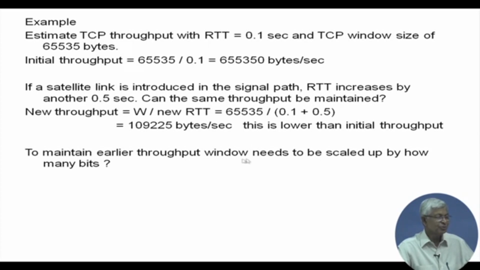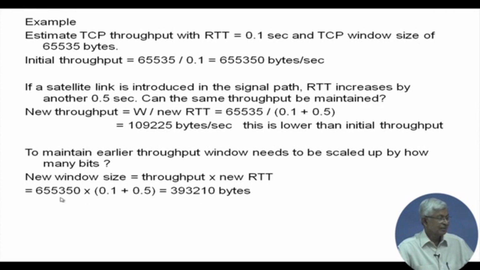To maintain the earlier throughput, the window needs to be scaled up by how many bits? Okay, let us calculate that. New window size will be throughput times new RTT, and throughput was 655,350 and the new RTT is 0.6 now. So, the window size will be 393,210 bytes. So, in 2 to the power how many bits can we represent this? 2 to the power 19 is 524,288 and 2 to the power 18 is 262,144. 2 to the power 18 will be smaller than this. So, 19 bits are required.